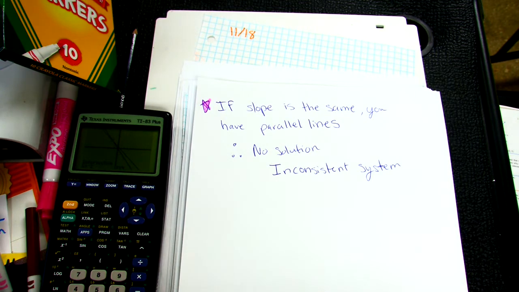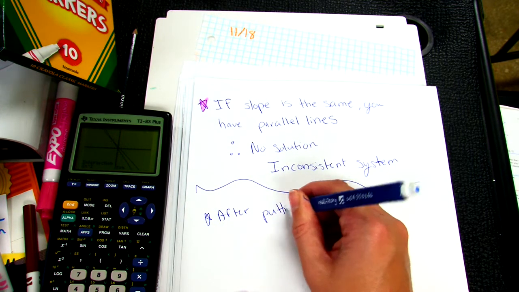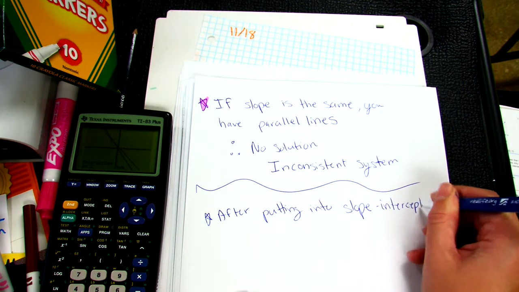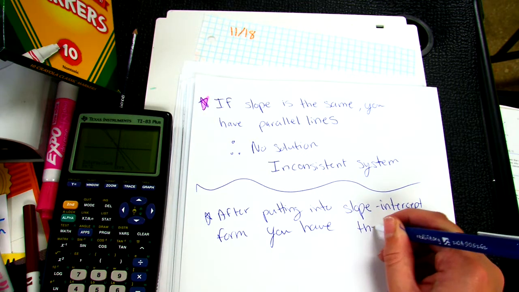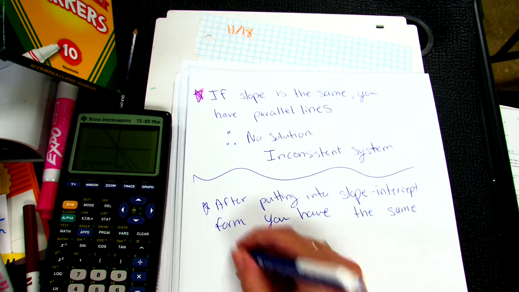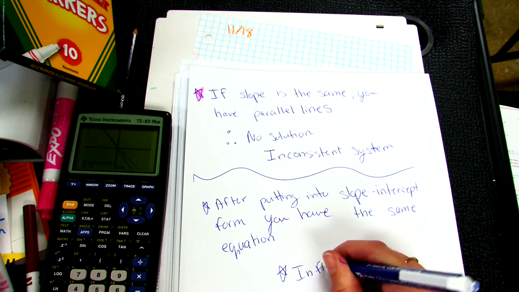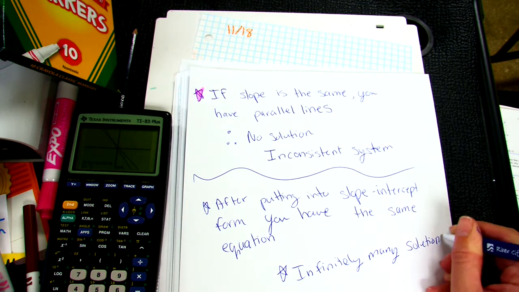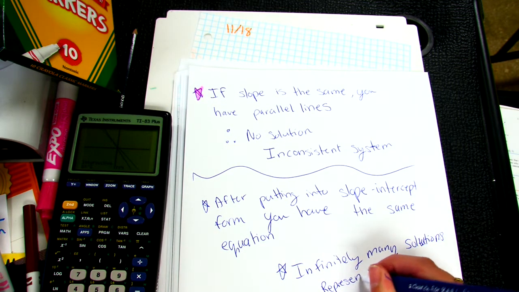All right. So let's say you solve for y. You put it in slope intercept form. After putting into slope intercept form, you have the same equation, right? You started with 2 different, but when you solve for y, you got 2 of the same equations from your system. When that happens, you have infinitely many solutions. You can do any x and y because it doesn't matter because they're the same equations. And it also means they represent the same line.